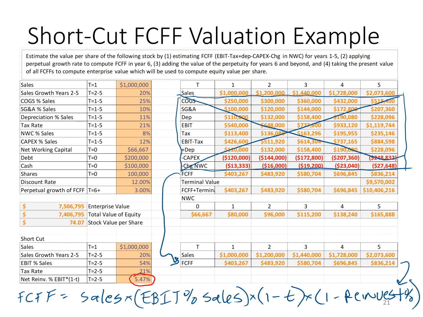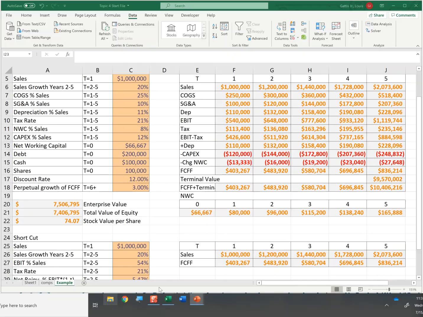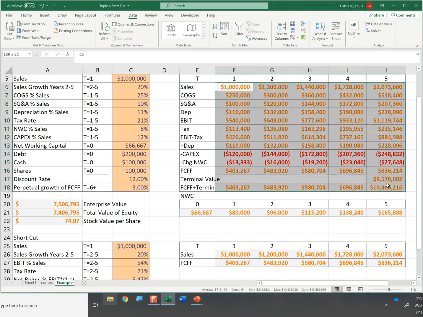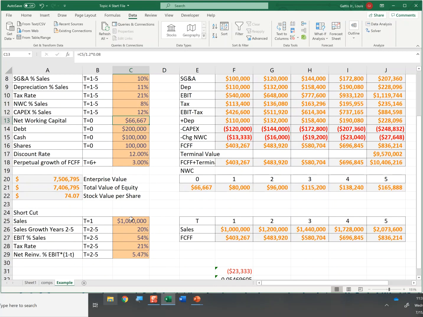So what would that do for us? Well, here's what it does for us. I'm going to go back to my valuation. Notice I did all of this work to get these free cash flows, 400 billion to 836. Using cost of goods sold, SG&A, depreciation, the tax rate, net working capital, CapEx, and so on. So I had to do all that work. However, I could do the same analysis using just these assumptions.